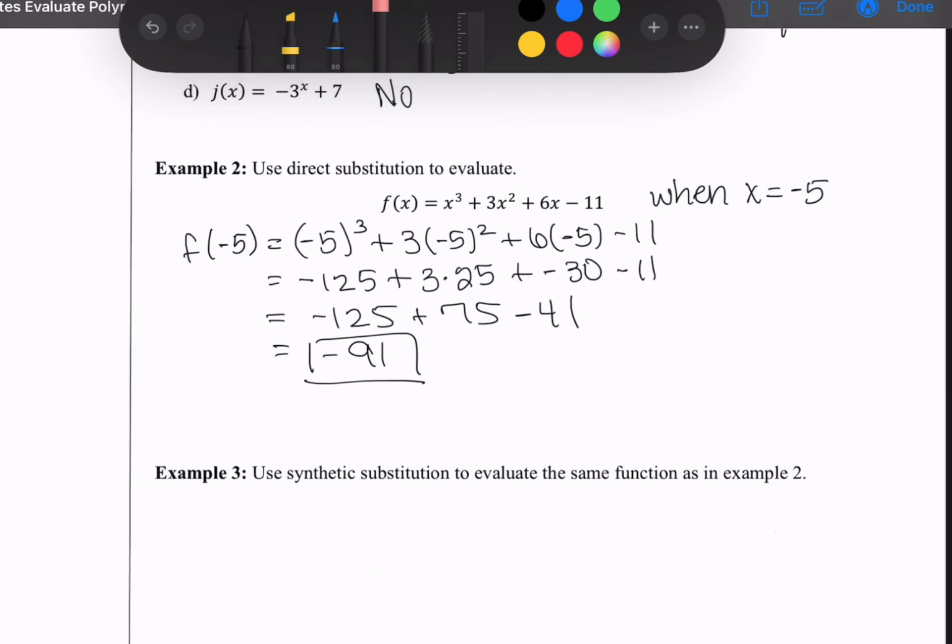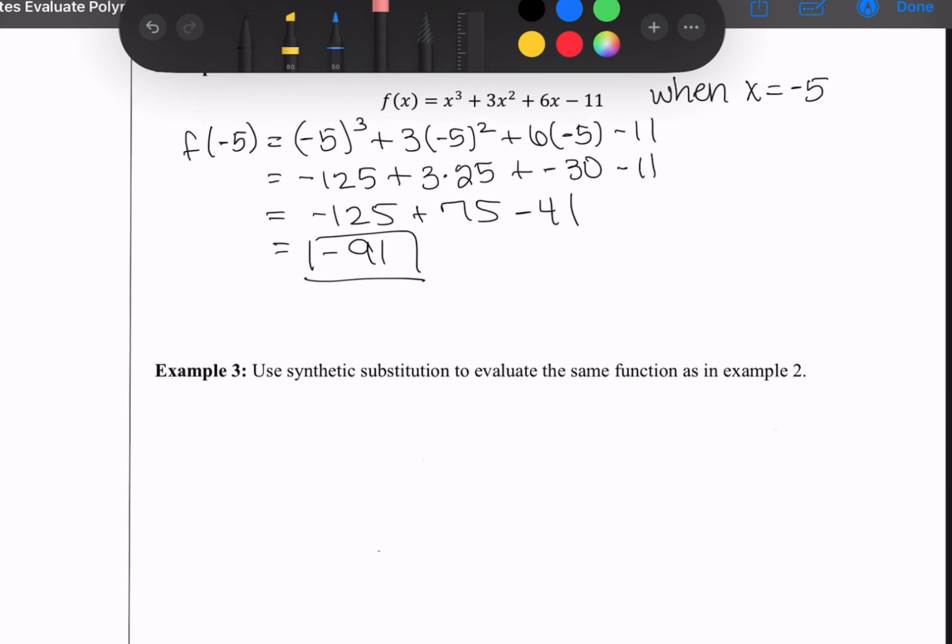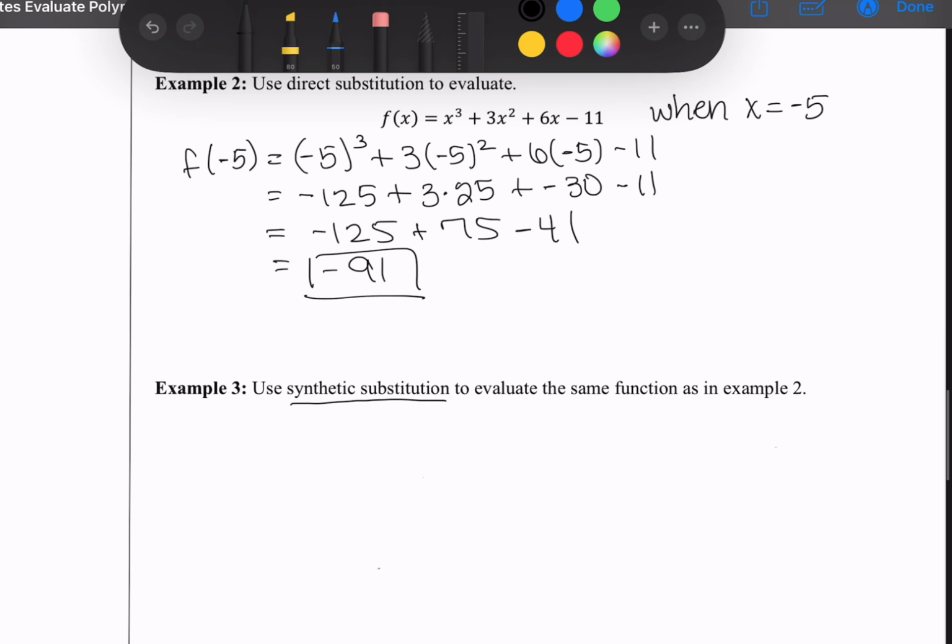All right, example 3. Now we're going to use this new thing called synthetic substitution to evaluate the same function as in example 2. And this is new to you, so take more notes than what I'm actually writing down. Okay, so what you're going to do is we are evaluating this when x is -5. So I am going to write a -5. And then I am going to do like an upside down long division sign. And I'm going to leave enough room for 2 rows. On the top row, I'm going to put all the coefficients of my polynomial.